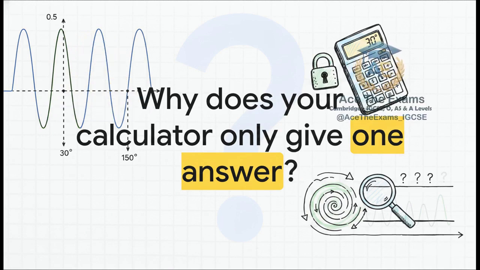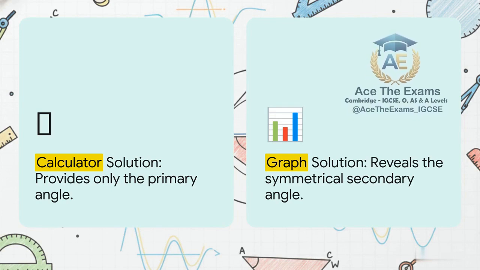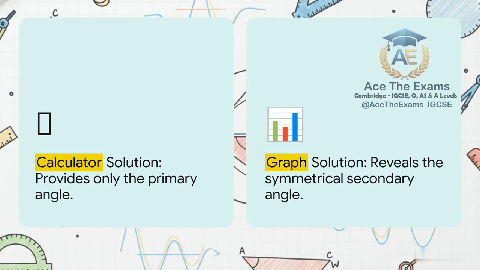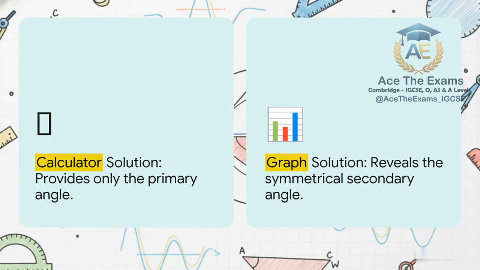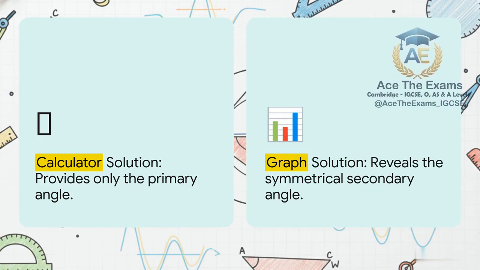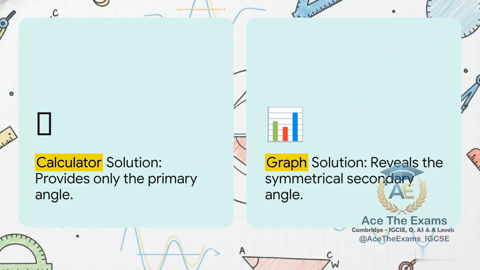of the hidden solutions. If you visualize the sine wave on a graph and you draw a perfectly flat horizontal line right across it at the height of 0.5, you will immediately see that the line slices through the wave in multiple places. It hits the rising wave at 30 degrees, that's the one your calculator found, but the wave arches over and comes back down, hitting that 0.5 line again before it even reaches 180 degrees.